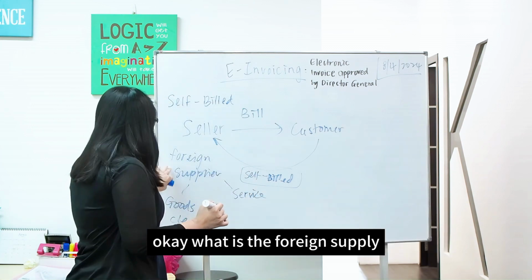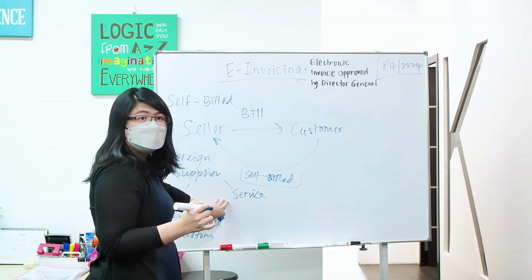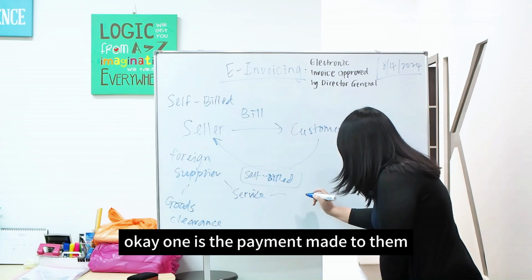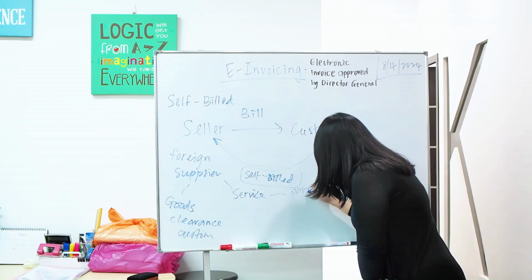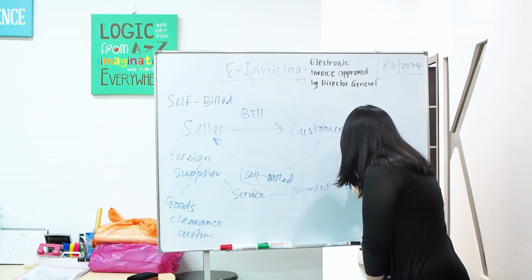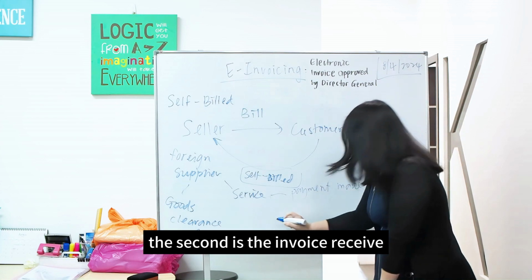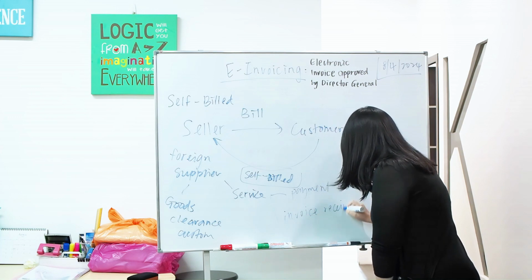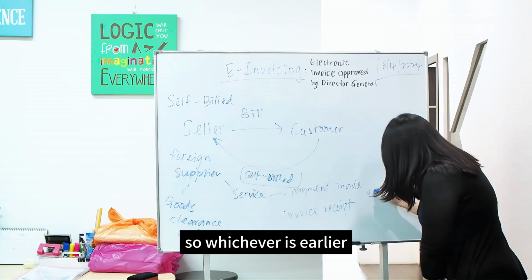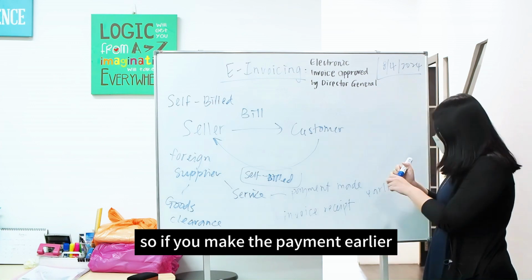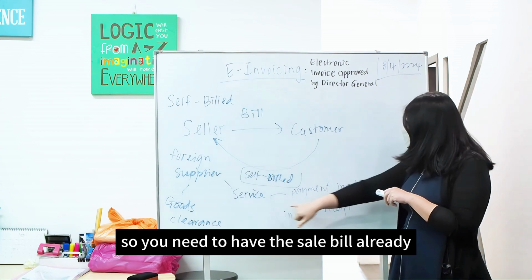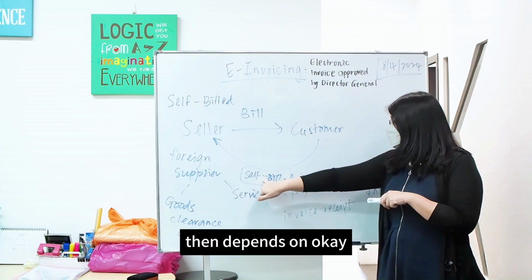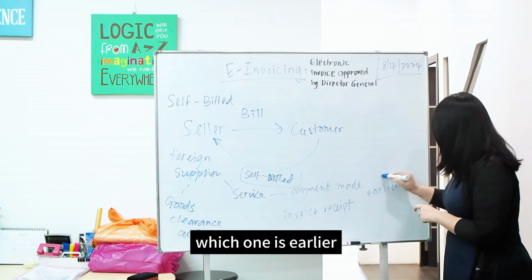What if the foreign supplier performs a service? What is the timing? So actually there are two. One is the payment made to them. The second is the invoice received. Whichever is earlier. So if you make the payment earlier, you need to have the self-bill already. If you receive the invoice, then it depends on which one is earlier.